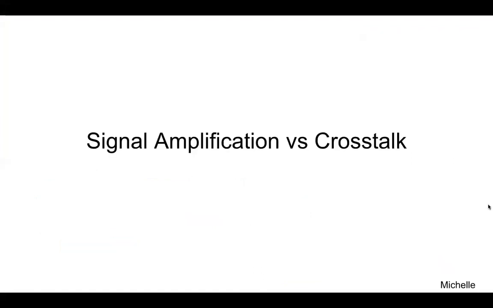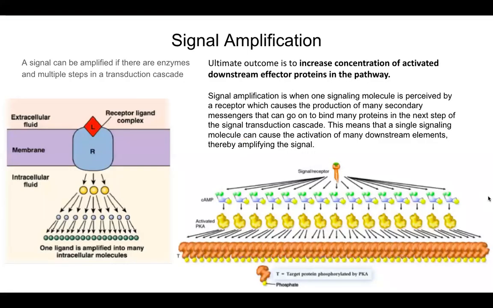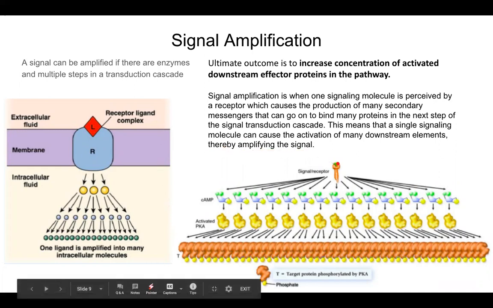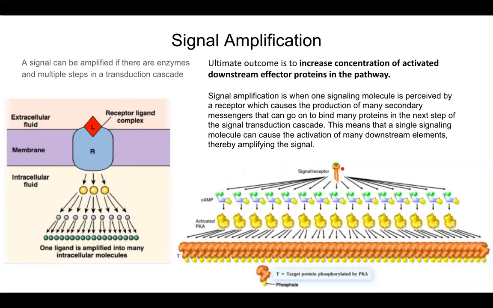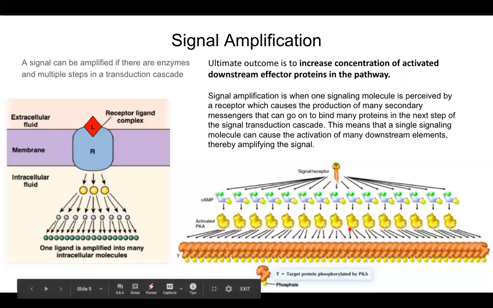We'll continue. Now I'm going to jump in and talk about signal amplification versus crosstalk. Signal amplification is commonly used in some pathways, and it's basically when you have a signal that's able to be amplified if there are proteins or enzymes in the pathway, components that represent multiple steps within a transduction cascade. In the image, you have a signal binding to the receptor, which causes components of the pathway to become active. Then one component activates another component, and this specific component can activate multiple components at a time. That causes the whole cascading effect to occur.